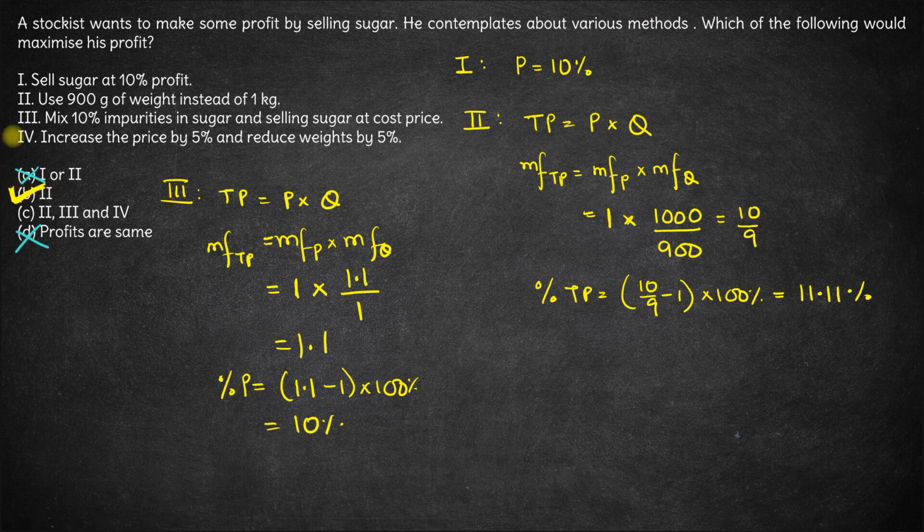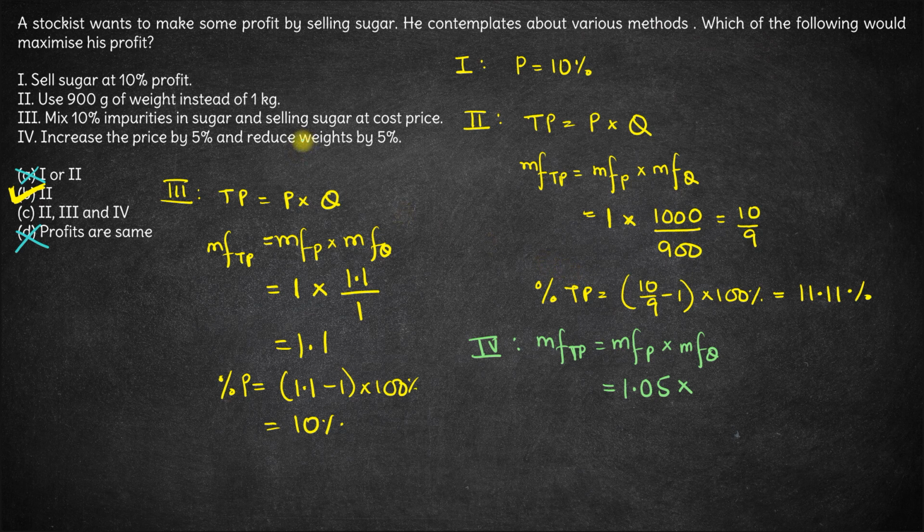The best possible answer here is option B. So although we need not solve the fourth part, we can still say that option B is going to be the right answer here. Correct? Now even if you have to solve the fourth part, it says that he increases the price by 5% and reduces the weight by 5%. So we have the multiplication factor for total price as the multiplication factor for price into the multiplication factor for quantity. Now price is increasing by 5%, so the multiplication factor for price will be 1.05, into. What about the multiplication factor for quantity?